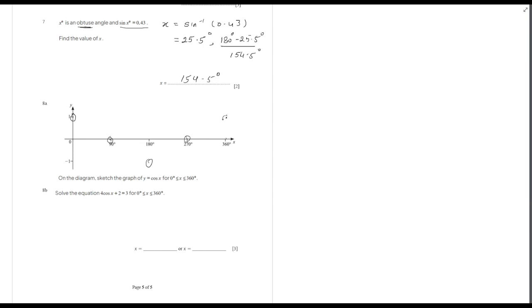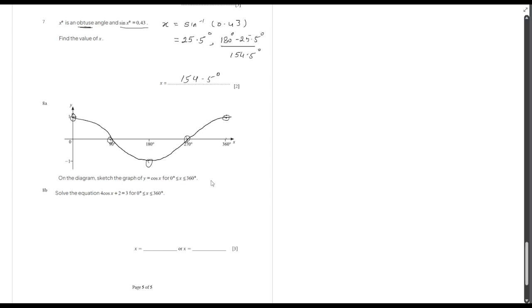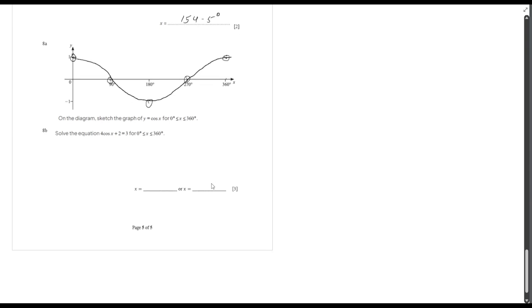I have discussed in the class how you can get these using the unit circle, or using your calculator you can get the values of cos x for different values of x that you need to plot on the graph. Then these points you have to join with a smooth curve. Your smooth curve will be something like this. So this is your graph for cos x between 0 and 360 degrees.